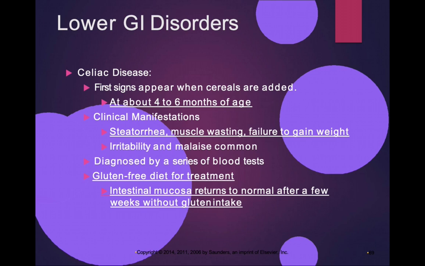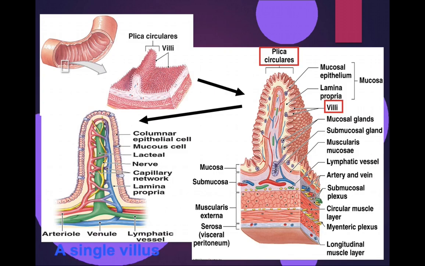The first sign appears when cereals are added to the baby's diet. That's somewhere between month 4 and month 6. And then the manifestations are steatorrhea, muscle wasting, failure to thrive, right? Failure to gain weight, irritability, malaise. Those are very, very common. They are diagnosed by a series of blood tests. The gluten-free diet seems to be of benefit, and when they do eliminate gluten from their diet, the intestinal mucosa returns to normal after just a few weeks without the gluten irritation.